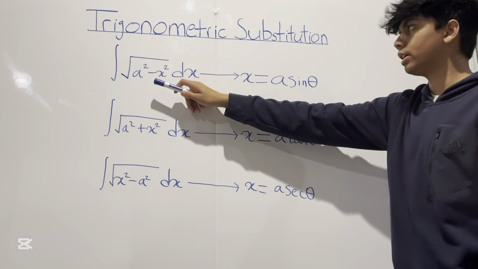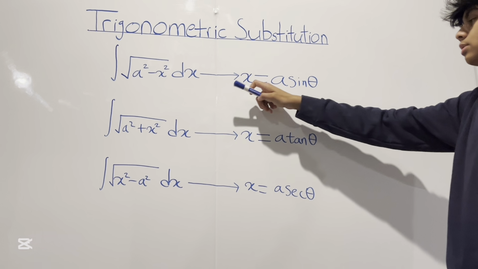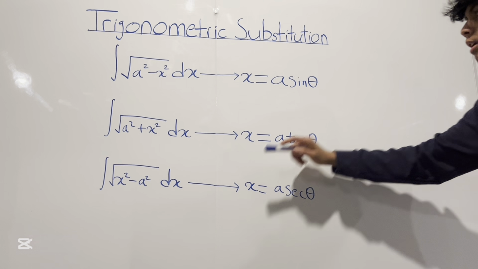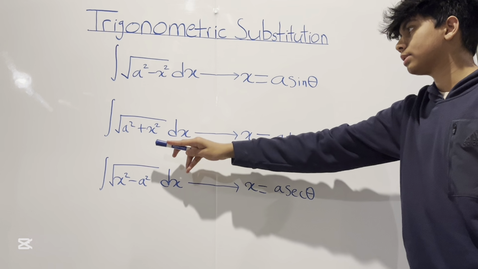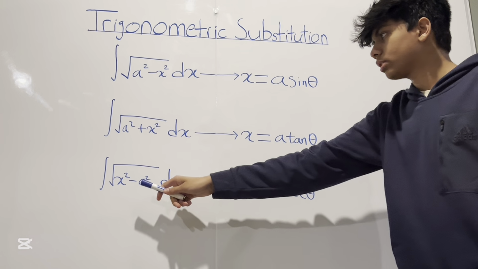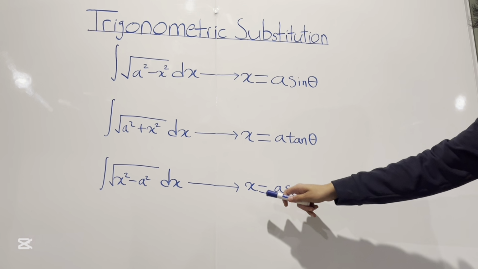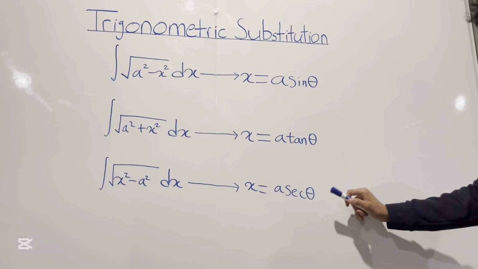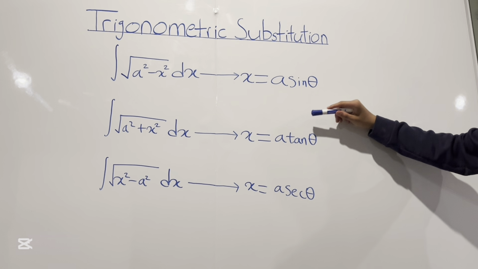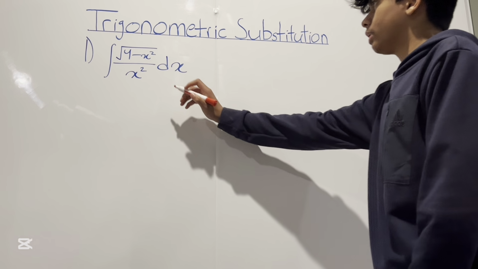If it looks like square root a squared minus x squared dx, then you can use a trig sub x equals a sine theta. If it looks like square root a squared plus x squared, then you can use x equals a tan theta. If it looks like square root of x squared minus a squared, then you can use the trig sub x equals a secant theta. So these are the three common trig subs, and we're going to do some problems with them.